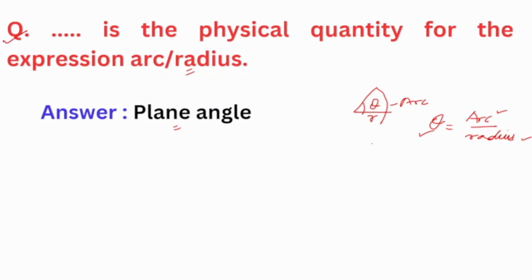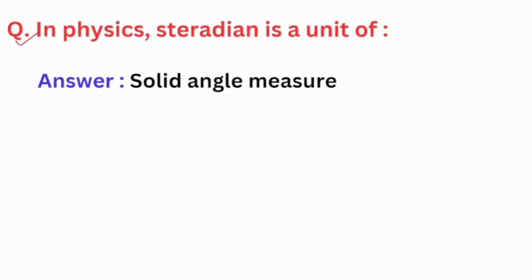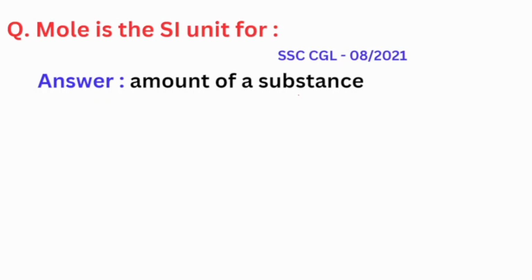And it has a unit that is radian and it is denoted by symbol rad. Okay, let's move on to next question. In physics, steradian is a unit of solid angle measure. Next is mole is the SI unit for amount of a substance.